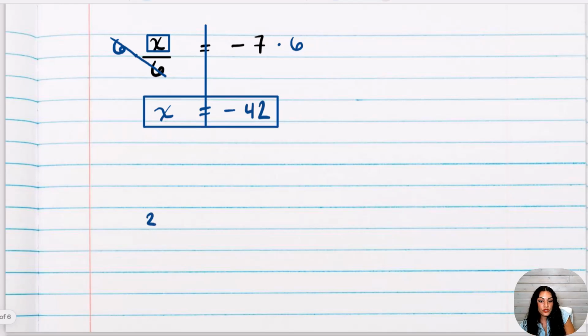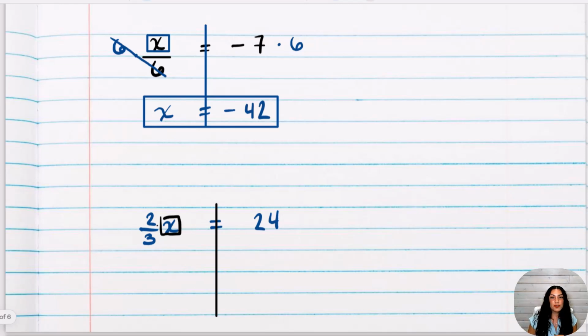If we have 2/3 x equals 24. This one is a little tricky because we see that our x is getting multiplied by 2/3. So when it comes to fractions like 2/3, we need to think, what will cancel 2/3 out and leave us with 1? Because we want to find out what 1x equals.